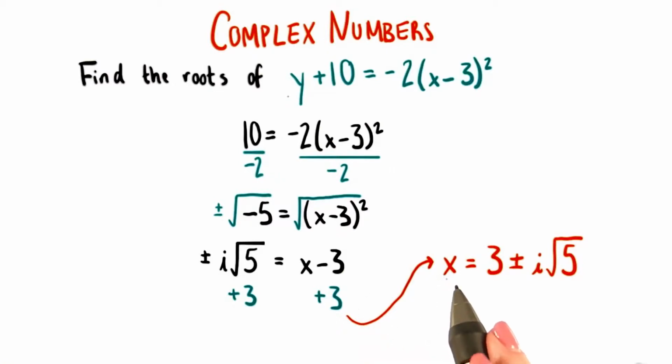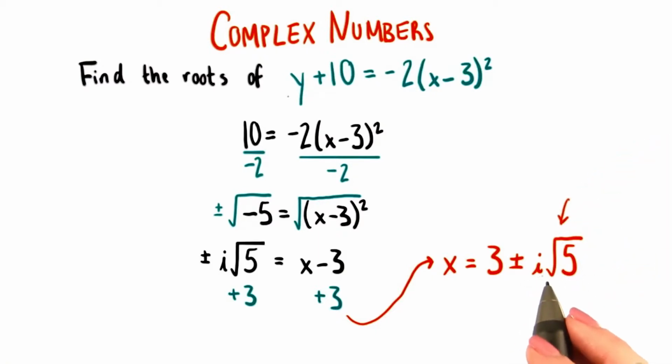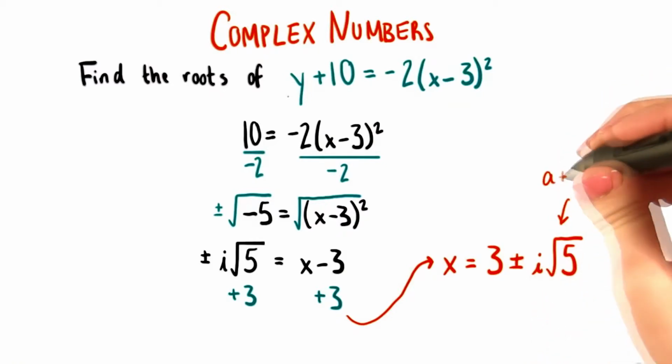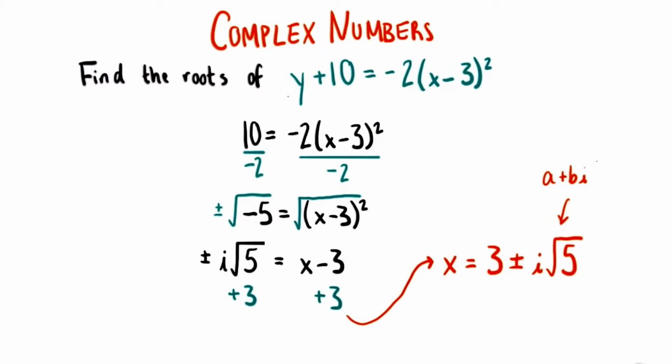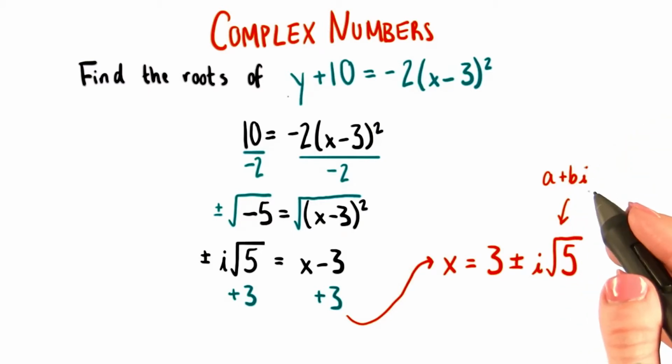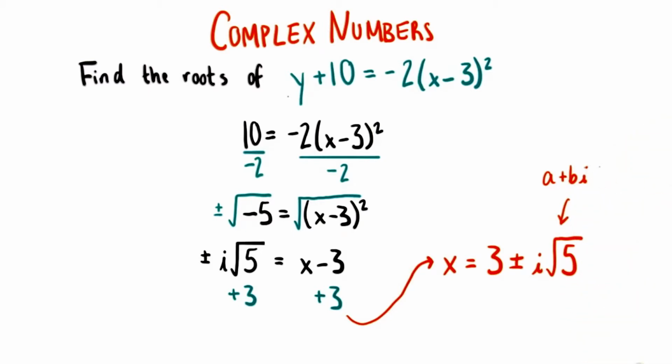Eventually, this led me to the answer of x equals 3 plus or minus i times the square root of 5. Now, one thing to note about the way that I've written this answer, you'll see that I wrote i in front of the radical sign, whereas we normally write in the form a plus bi, where the real coefficient of the imaginary portion comes in front of the number i. However, to avoid confusion as to whether or not the i belongs under the radical sign, it's often written in front of the square root sign instead.